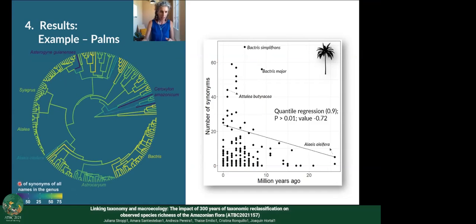We plotted here the percentage of synonyms of all names in the genus. So if you look here, for instance, at Bactris and Attalea, we see that more than 60% of all names that were ever given to species within that genus were actually synonyms. And some other species, like these ones, have a much, much lower number of synonyms.